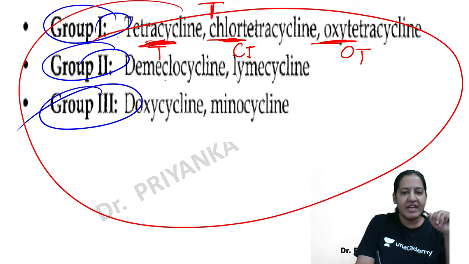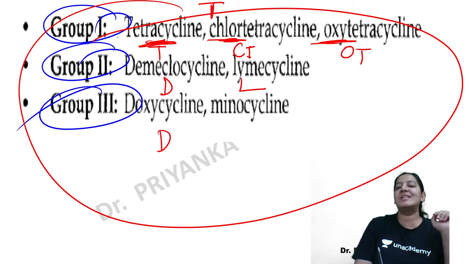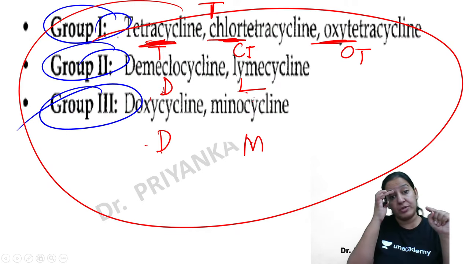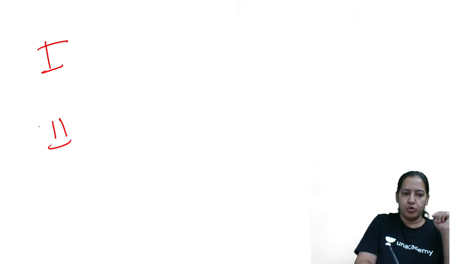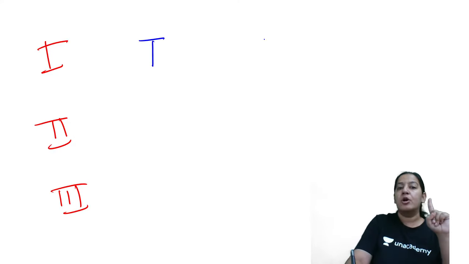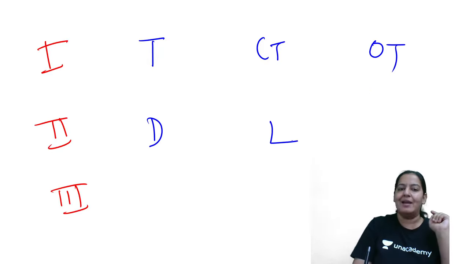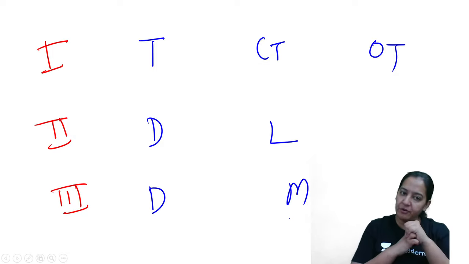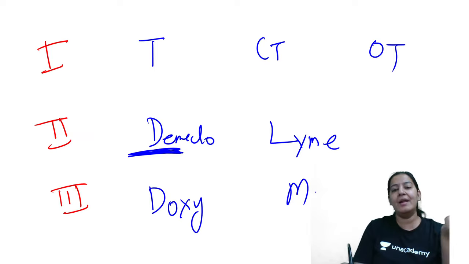In group 2, we have demeclocycline and lymecycline, DL, demeclo and lymecycline. In group 3, we have doxycycline and minocycline. So there are 2 D's, DL and DM. DL is group 2, DM is group 3. But this is demeclo, this is doxy. So I would like to write with you, group 1, group 2, group 3. Tell me the names of the three drugs in group 1: tetracycline, chlorotetracycline, oxytetracycline. Very easy, right? Group 2 is DL. Group 3 is DM. Can you tell me the full form? In group 2, it is demeclocycline and lymecycline. In group 3, it is doxycycline and minocycline.